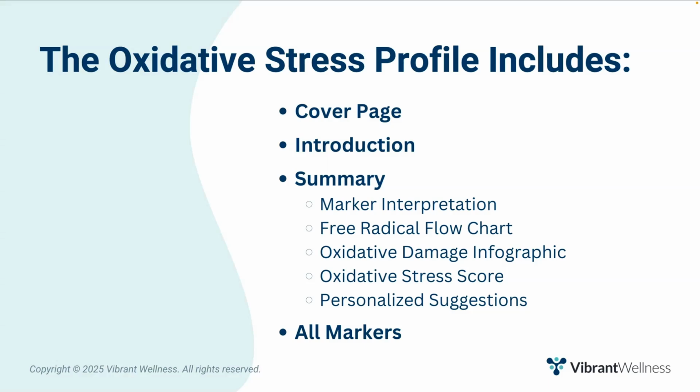Let's start with a quick overview. The full oxidative stress profile report includes a cover page, introduction, a summary with marker interpretation, free radical flowchart, oxidative damage infographic, oxidative damage score, and science-backed personalized recommendations for optimizing antioxidant status. And then it ends with a list of all the markers.